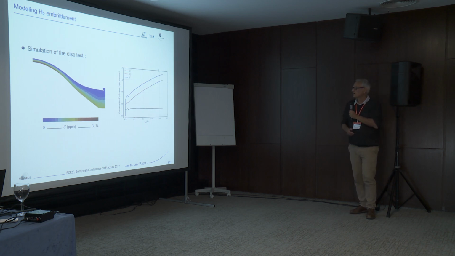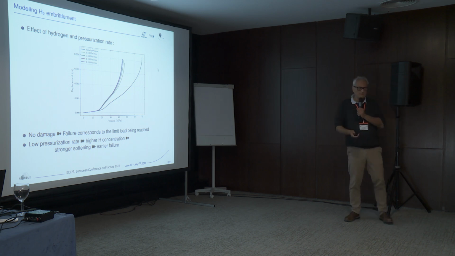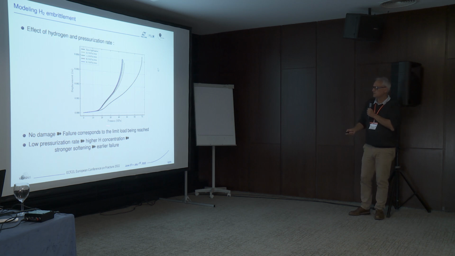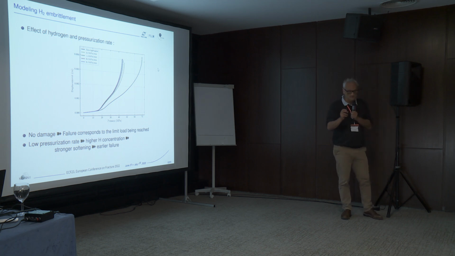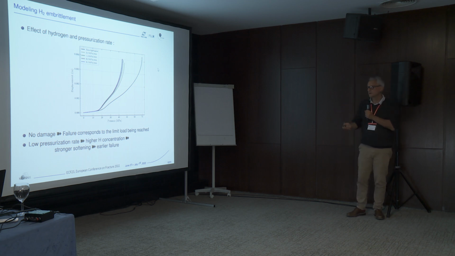And that's it. So on this graph, because we want to know when the disk breaks, what you have here is the imposed pressure versus the deflection. Once again, there is no damage in this simulation. Nonetheless, you get fracture because when you increase the pressure, at some point you reach the limit load. Limit load, the thing will explode. And the black curve here is what you get without hydrogen, so just a regular test. And all these curves are what you get with hydrogen. So you see that there is a reduction. So pressure at failure is decreased.